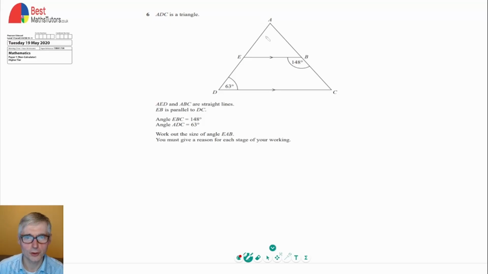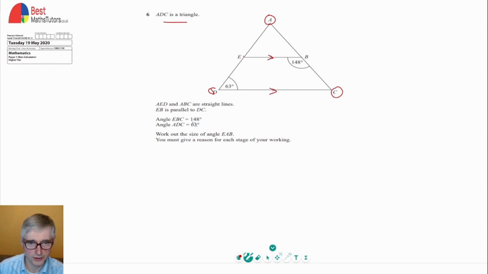So we can see in this question we've got a triangle ADC. So there's the vertices of it, ADC there. And it's telling us a few facts about it. So it says that AED and ABC are straight lines. EB is parallel to DC. And we can see that because of the notation. We've got an arrow there and an arrow there.